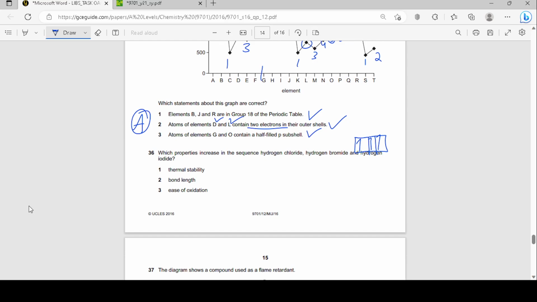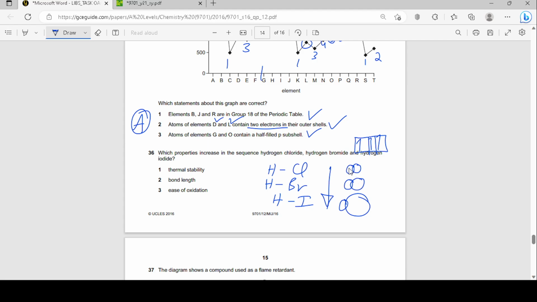Now, question 36. Which properties increase in the sequence hydrogen chloride, hydrogen bromide, and hydrogen iodide? So let me just write down HCl, HBr, HI. Okay, so down the group basically in that sequence. And the options are thermal stability, bond length, ease of oxidation. Okay, so down the group, chlorine perhaps is this size, then bromine is bigger than that, iodine is bigger than that. And H obviously remains the same size throughout.